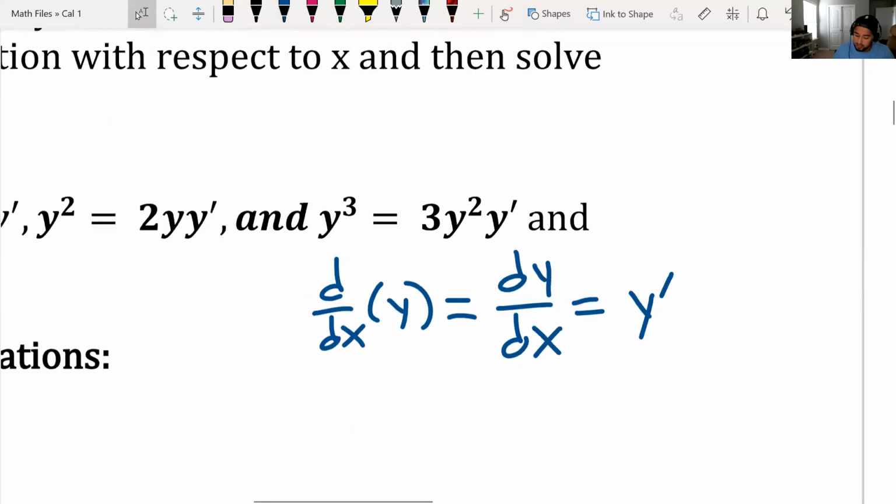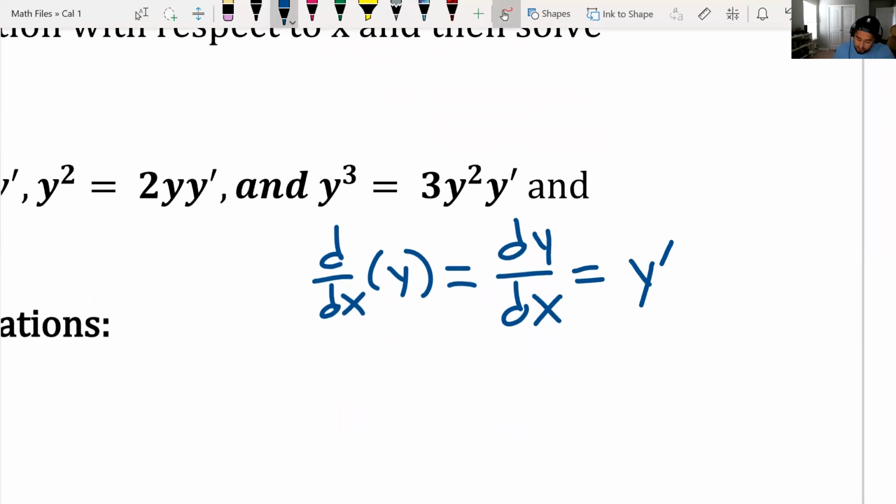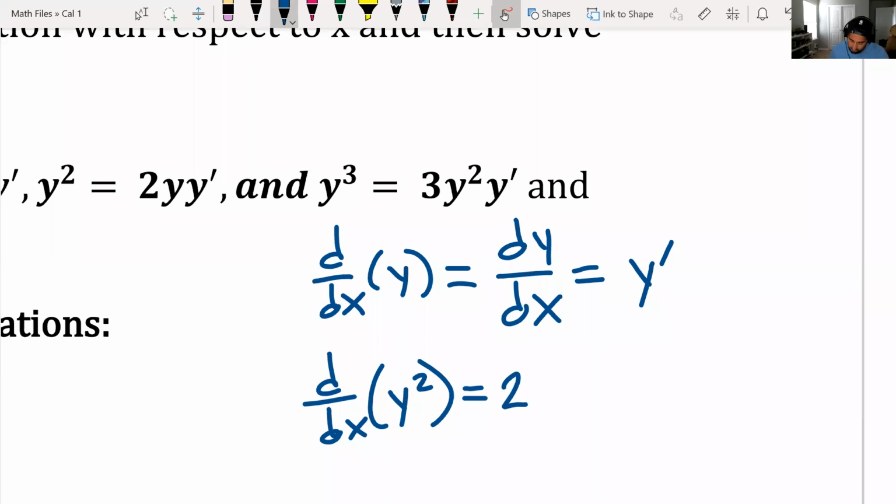And then to keep going, if I have d over dx of y squared, pause one moment. Okay, back to it. The derivative of y squared with respect to x will be 2y dy over dx, or 2y y prime.